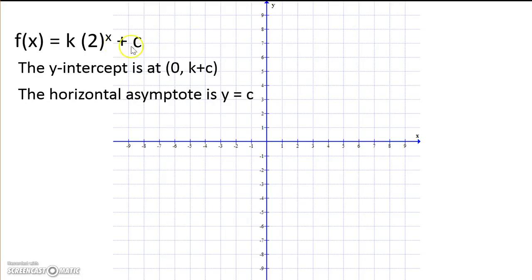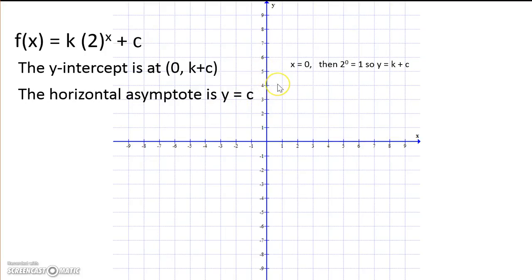Given this format, and I've used 2 for a here just to make it easier, the y-intercept is going to be at (0, k + c), and the horizontal asymptote is at y = c. Now this is actually easier to remember than you think, because when x equals 0, 2 to the 0 equals 1. So this part here will be 1, so your y value will just be k + c. So if you forget this, just put in x equals 0.